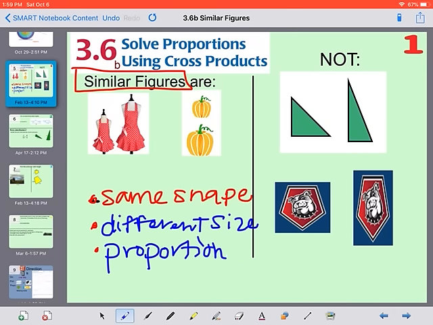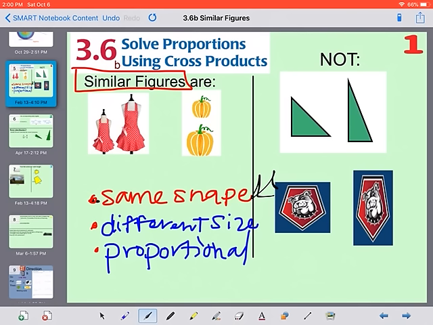proportional, which we've been focusing on solving proportions. So they are proportional to each other. So here are some examples that are not similar figures. These are both triangles, but they are not the same shape. They are different sizes, but they don't even qualify as similar figures because they're not the same shape.